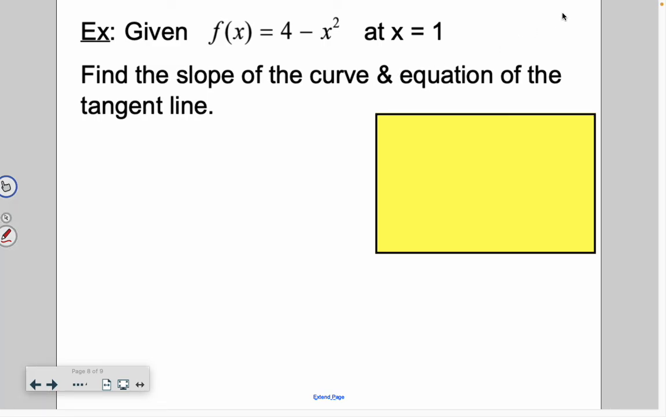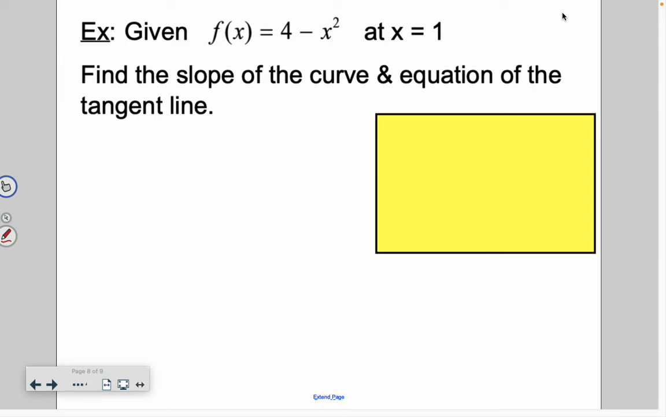So given this function, 4 minus x squared, we've got a parabola that's opening down. I want to find the slope, and I'm going to actually write the equation of the tangent line at x equals 1. In order to write the equation of a line, you need two things. You need the slope, which we'll find in a second. That's where the derivative is going to come into play. We're going to use the derivative to find the slope. And then the second part is I need a point in order to either find my y-intercept or come up with the equation.